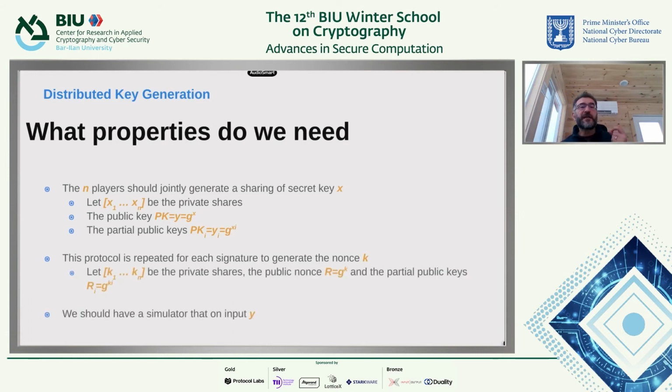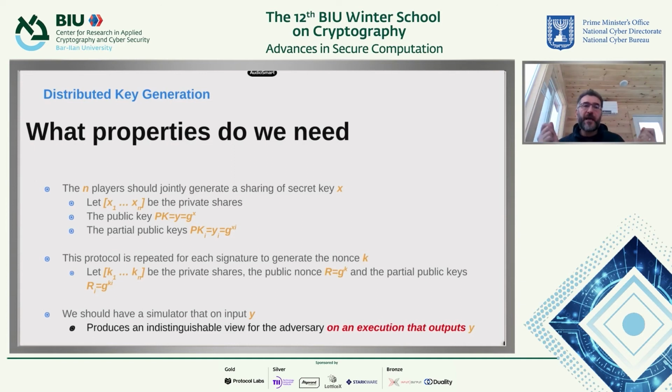For security, we need a simulator that is given as input this public key Y or this nonce R, to produce an indistinguishable view for the adversary on an execution that hits that specific Y. If you don't hit that specific Y, you're not going to be able to do this proof by unforgeability by simulation that I just showed you. There may be other avenues. We'll talk about that later in the talk.